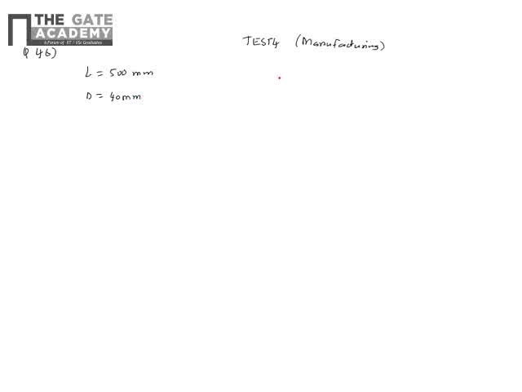The turning time to reduce the pin dia from 40 to 38.8 mm in one pass is required. Okay, so this is initial dia and this is final dia. And we are asked to find the turning time. The cutting speed is 60 meters per minute and the feed is 0.8 mm per revolution. So let's see what happens.